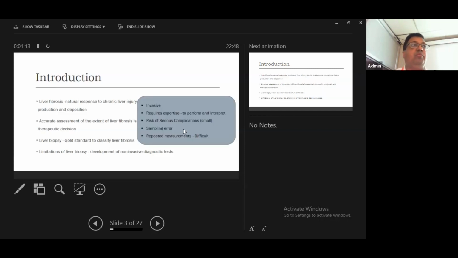Because liver biopsy is invasive, it requires expertise to perform and interpret. It carries a risk of surgical complications like hemorrhage. Sampling error may occur, and interpretation is difficult because inter- and intra-observer variability may occur during the interpretation of liver biopsy findings.